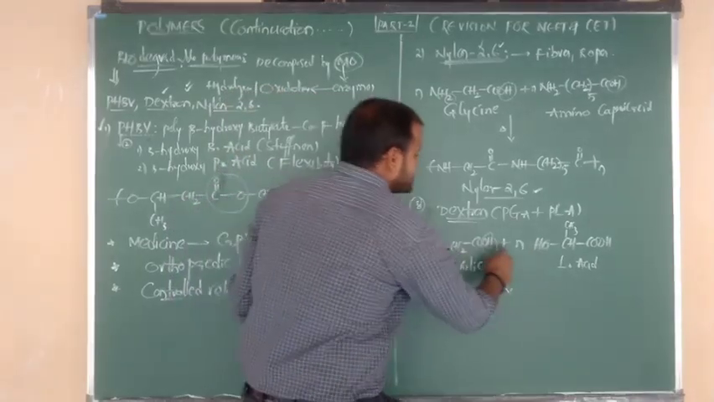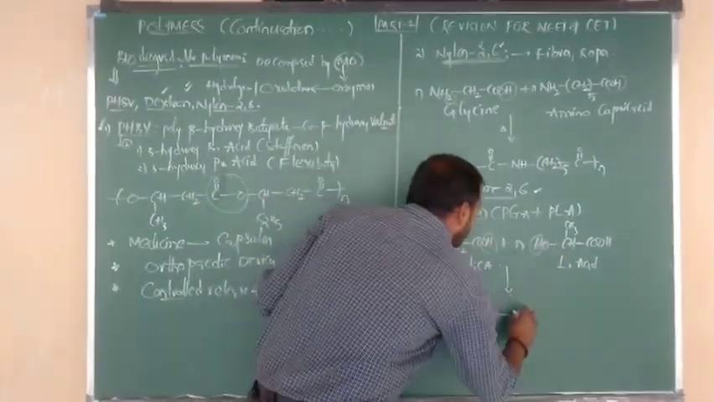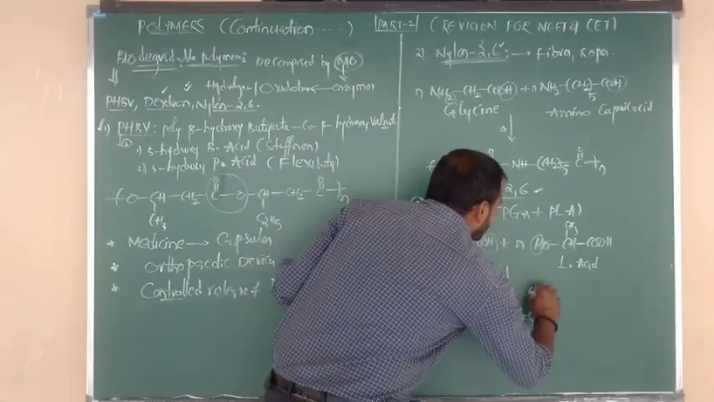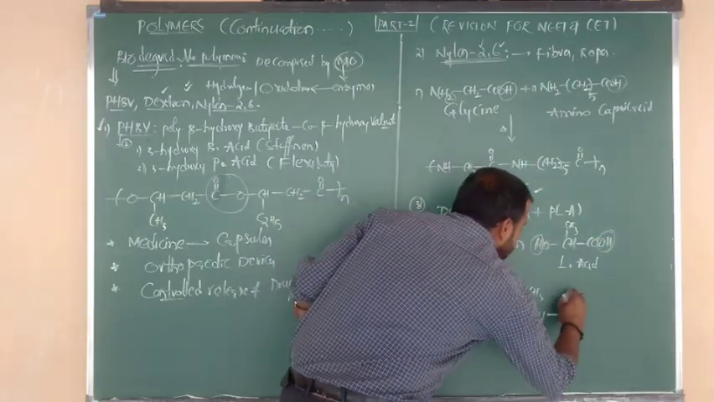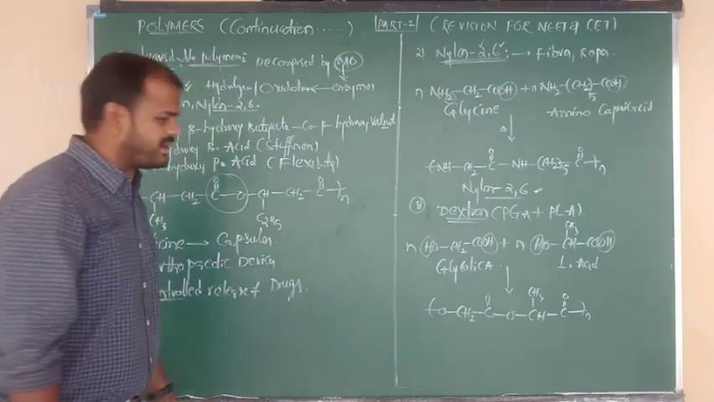Next, C double bond O connected to, from here also we can remove the H. Again it is connected to O. Again here CH is there, and the group is methyl. Again from here also we can remove OH. Remaining is C double bond O, taken N times. This is your dextran structure.